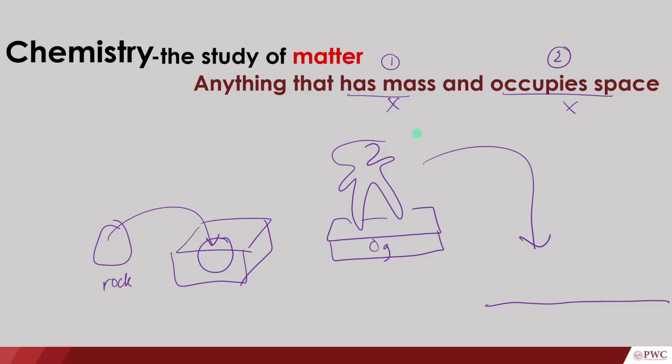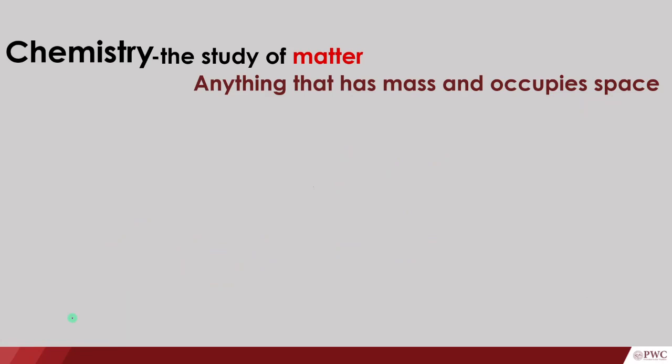Now let's go back to reality and try to find things that have mass and occupy space. Your phone, of course, is heavy, it has mass, and it occupies space. So your phone is an example of matter. How about your laptop? Your pen, your ballpen and pencil, also your notebook and your paper, these are all examples of matter. We also have volcanoes.